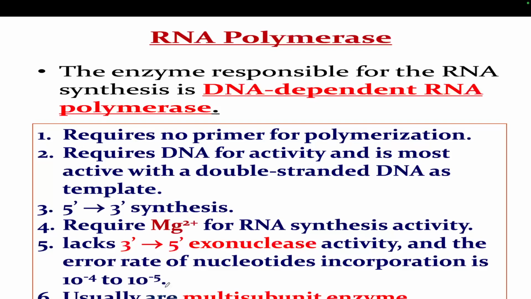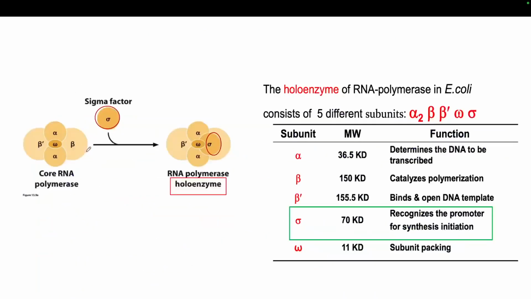It is a multi-subunit enzyme. This bacterial RNA polymerase is a multi-subunit enzyme. Here we can see there are 6 different subunits: alpha, beta, beta prime, omega, and then the sigma factor. Without the sigma factor, this whole assembly is called the core RNA polymerase, and once the sigma factor binds to the core enzyme, it is called the holoenzyme.